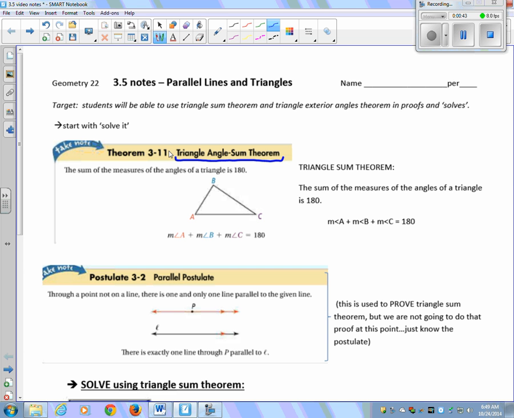Okay, so the first one is the triangle sum theorem, and basically we've talked about this a little bit already. The three angles of a triangle add up to 180 degrees. So if you take the measure of angle A and you add it to the measure of angle B, and then you add it to the measure of angle C, the three angles will add up to 180.